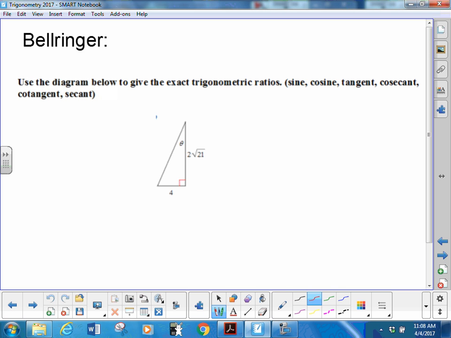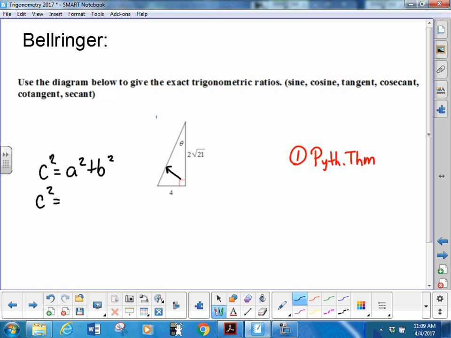So to me, the first step was, do you know to use the Pythagorean theorem to find the missing side? So let me write the formula down. C squared is equal to A squared plus B squared. Of course, there's my hypotenuse. And do you notice I put the quantity 2 times the square root of 21 in parentheses because I saw 2 or 3 folks make that math error.